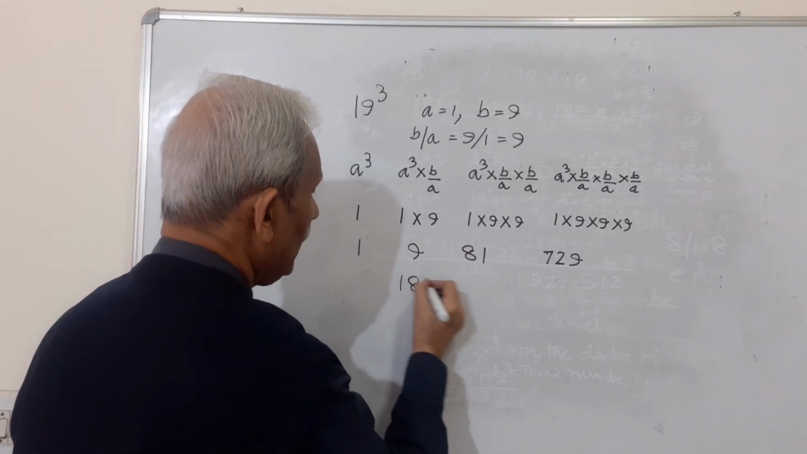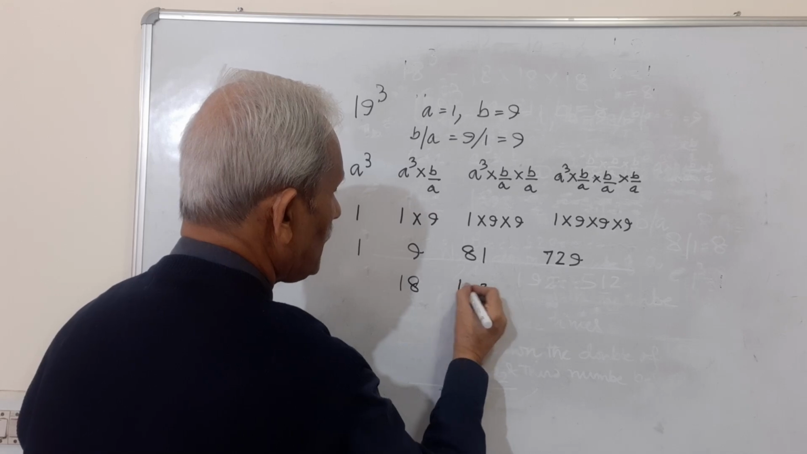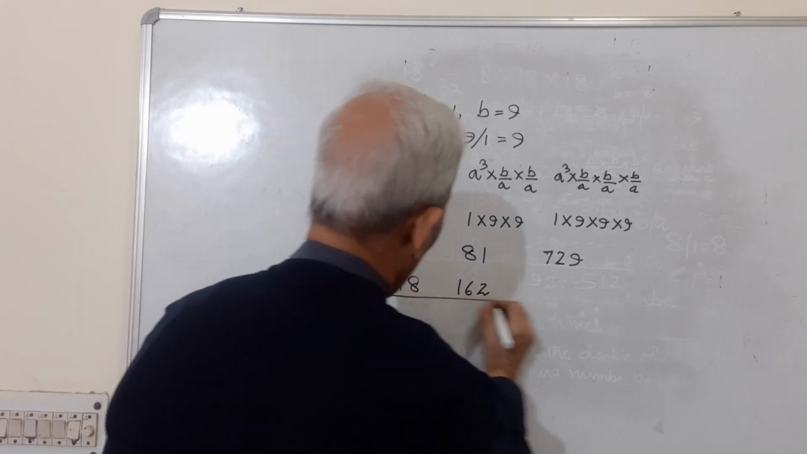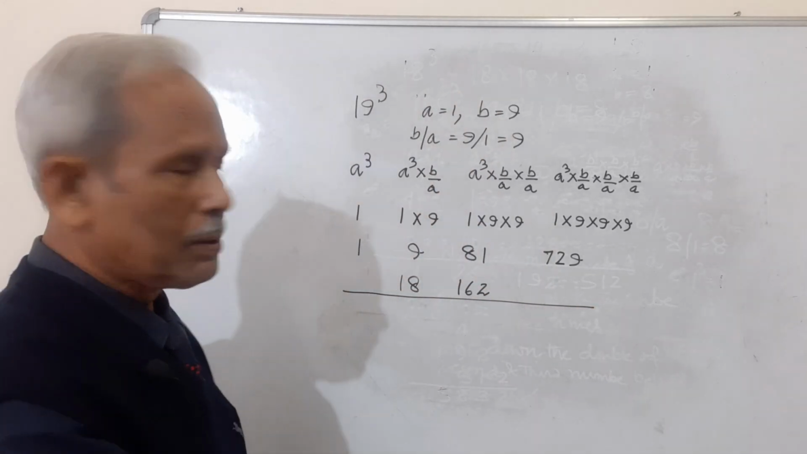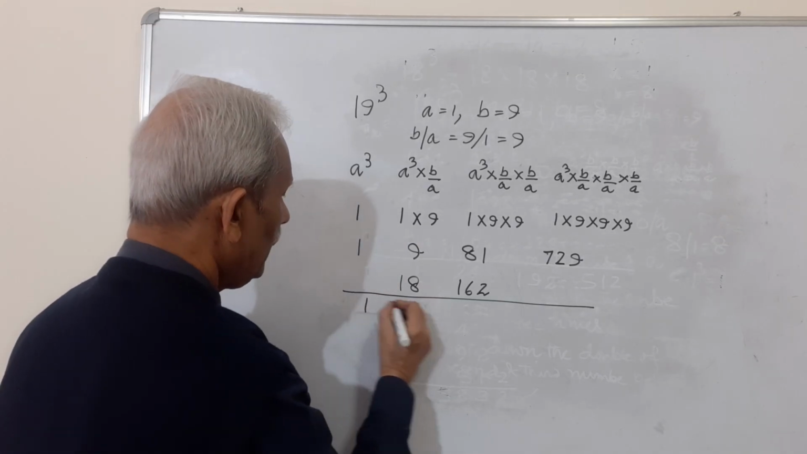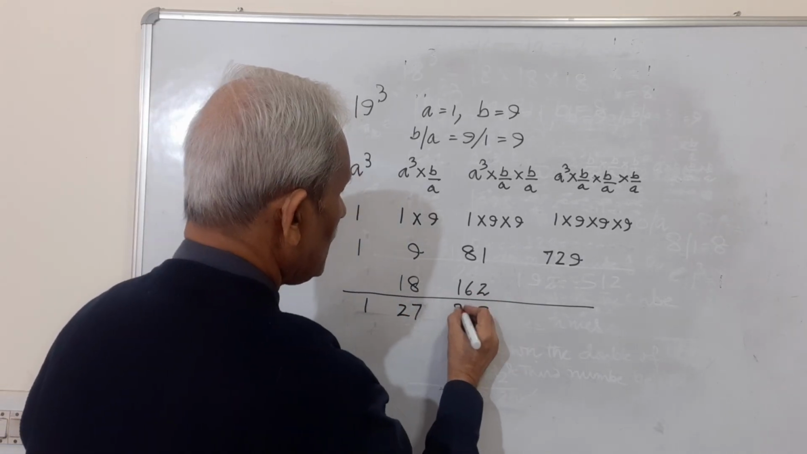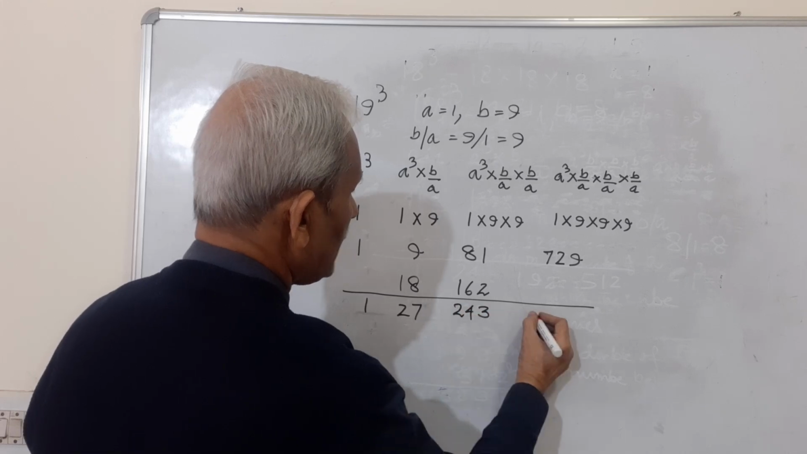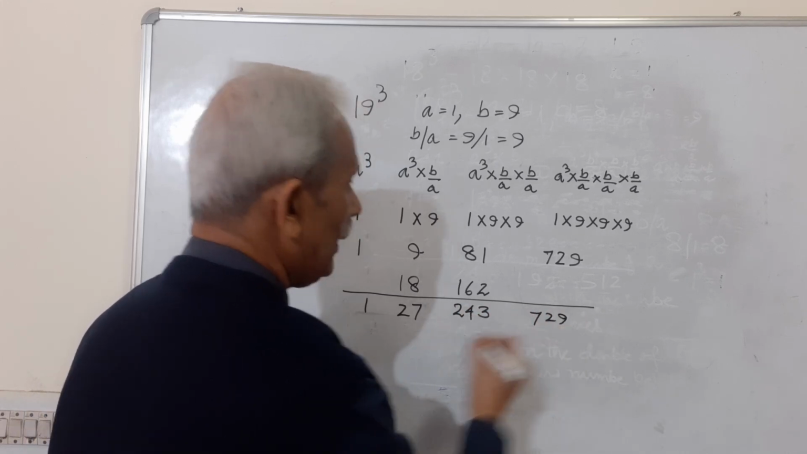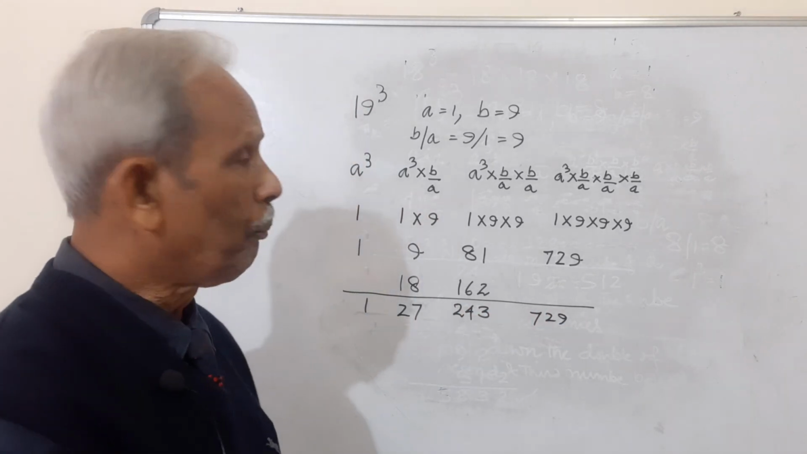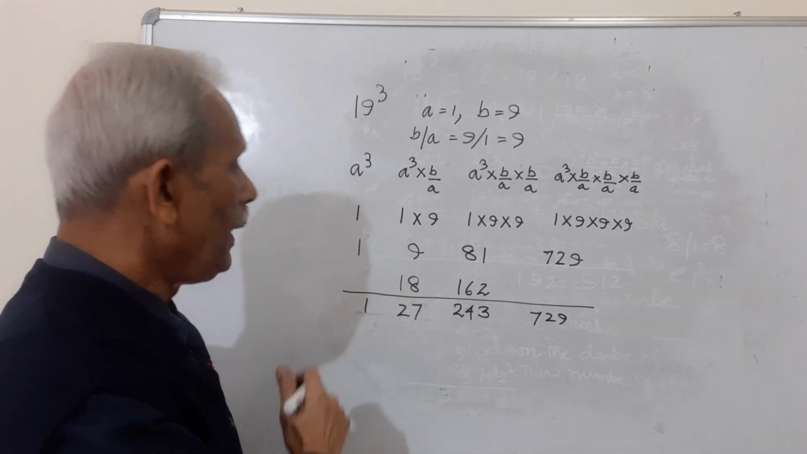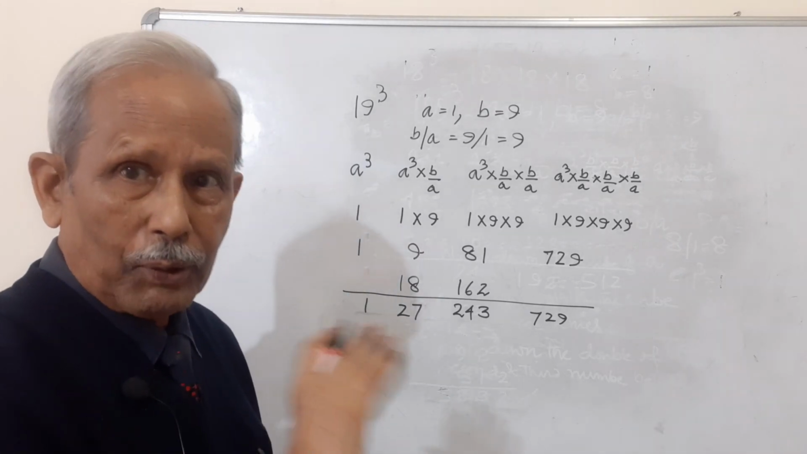Double of 9 is 18, and double of 81 is 162. Now we have to add these numbers. Adding this we get 1, 27, 243 and 729. Now these numbers we have to place below each other in a way that you get the result.